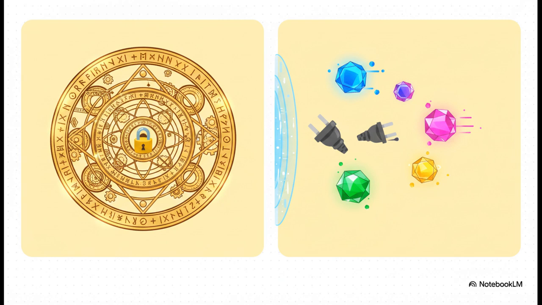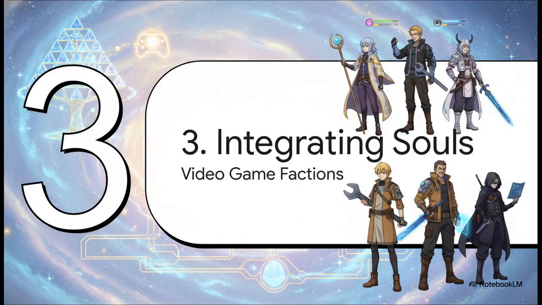I mean, if you just jam a new module into an old motherboard, you're going to risk crashing the system's core identity, right? It requires an incredibly sophisticated, dynamic protocol to make sure you have backwards compatibility while you're actively expanding the network. Let's look at section 3, video game factions integrating souls.